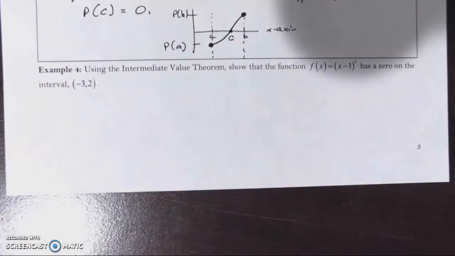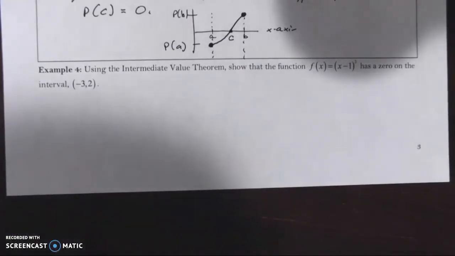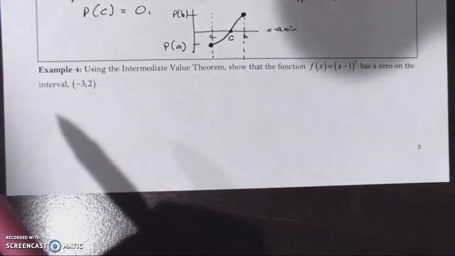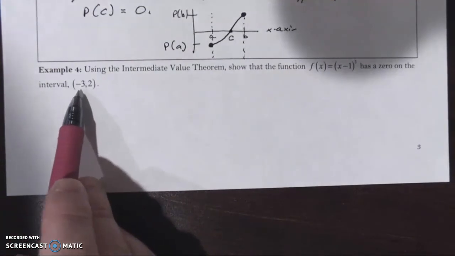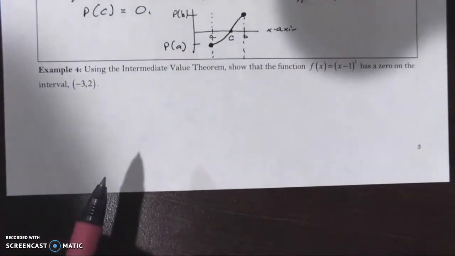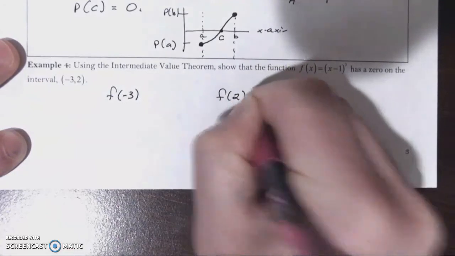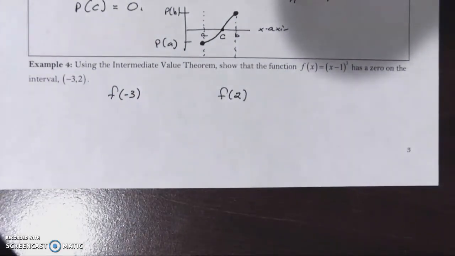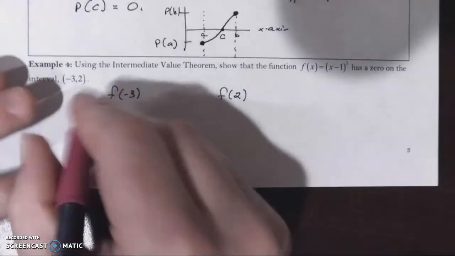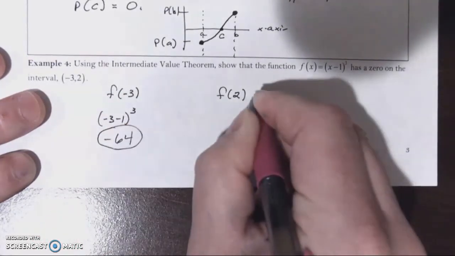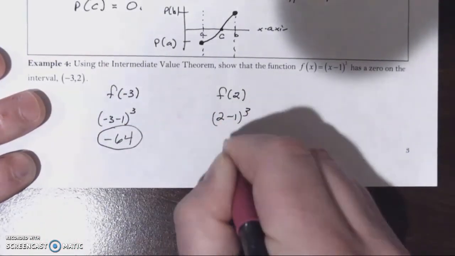Example 4 says, using the intermediate value theorem, show that the function f of x equals (x minus 1) to the third has a 0 on the interval -3 to 2. What this is asking is to use the theorem we just showed, the logic here, to prove that in between x equals -3 and x equals 2, there has to be a 0 somewhere. Let's do it. So let's find f of -3, and let's find f of 2, and I'm assuming they're going to have opposite signs. If they don't, we can't use the intermediate value theorem. So -3 minus 1 to the third, that's -4 to the third, that's -64. F of 2, that's 2 minus 1 to the third, 1 to the third, that's 1.